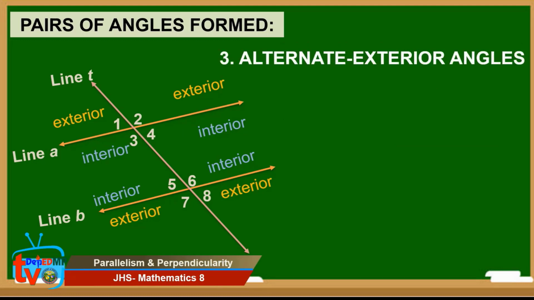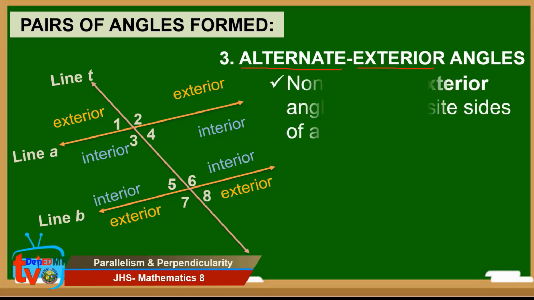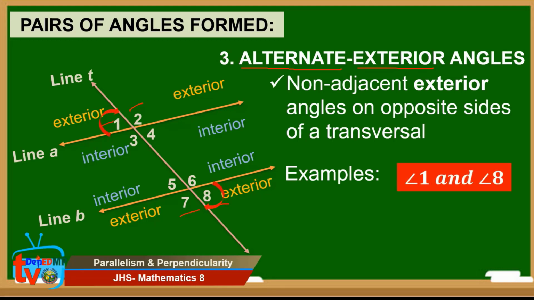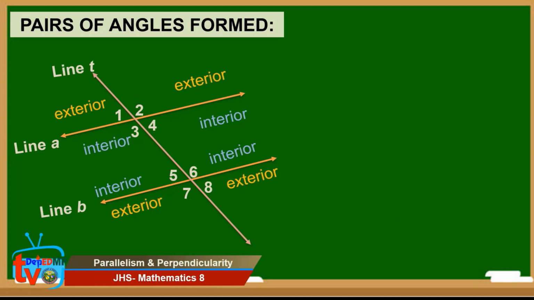Number 3, alternate exterior angles. From the word alternate and exterior. This is a pair of non-adjacent exterior angles on opposite sides of a transversal. Among the exterior angles 1, 2, 7, and 8, the pair of alternate exterior angles are angle 1 and angle 8, and angle 2 and angle 7.